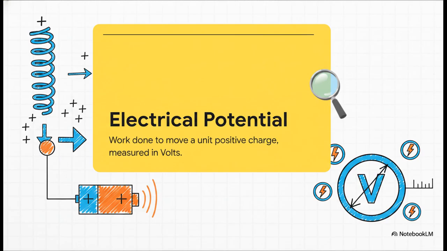But here's the thing. Those charges, they're not going to move on their own. They need a reason to flow. That's where electrical potential or voltage comes in. Voltage is the amount of work required to move a unit of positive charge from one place to another. Think of voltage as the driving force. It's the necessary push or electrical pressure that forces those electrons down the path. And it's measured, as you might guess, in volts.